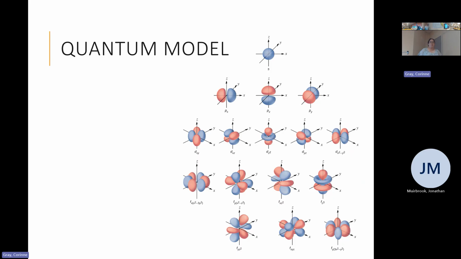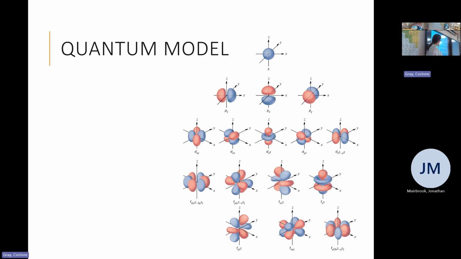So this is the quantum model. With the quantum model here, this is our s orbital. So these are the first electrons that you're going to have. Depending on how far you might have gotten into chemistry, you might have seen these p orbitals represented a little bit more like dumbbells, but they're just kind of two jelly beans on top of each other.